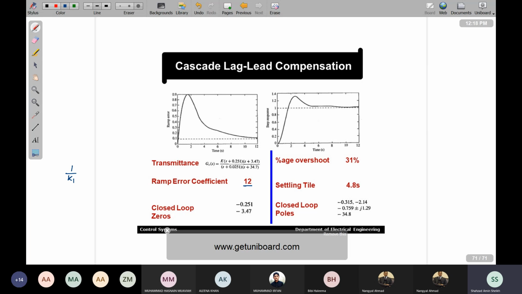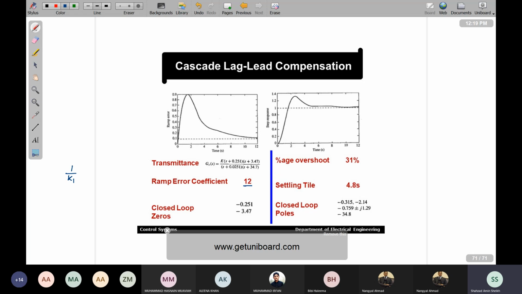आपके सामने हैं कि किस तरह से आपका रैंप एरर कोएफिशिएंट जो है वो भी बड़ा है as compared to लैग के कॉन्टेक्स्ट में और लीड के कॉन्टेक्स्ट में. और इसकी वजह से आपकी जो एरर है that would be reduced. और फिर इसी तरह से परसेंटेज ओवरशूट कम हुई है, सेटलिंग टाइम जो है वो रिड्यूस हुआ है as compared to लैग सिस्टम. So that is the thing which we have achieved by implementing this cascade lag lead compensation system.